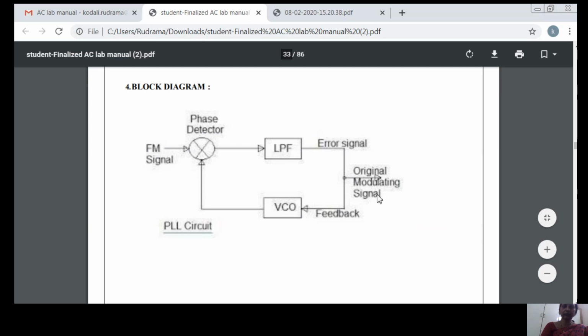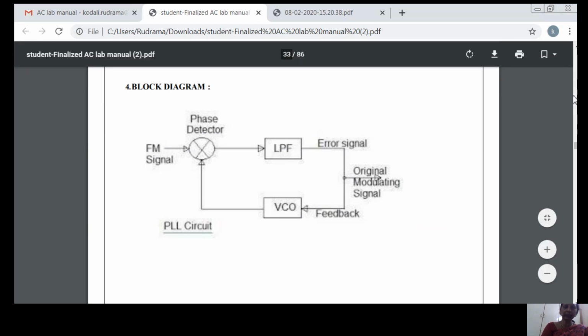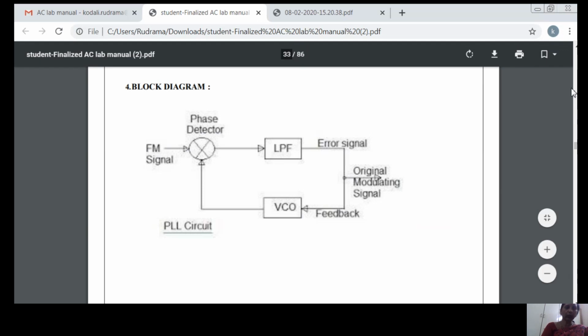Now see what values we have to measure. There are 3 states in this PLL: one is the free running state, the second is the capture range, and the third is the lock range. The state 1 is called the free running state. That is nothing but the initial or already designed frequency of the system, called the free running frequency.